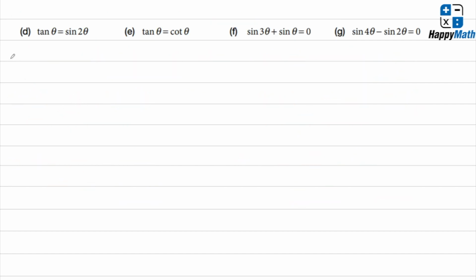Question F is a little bit harder. You have 3 delta here, and then I will move this to the other side, minus sine of theta. The problem of this question is that both sides of this equation have the variable theta.